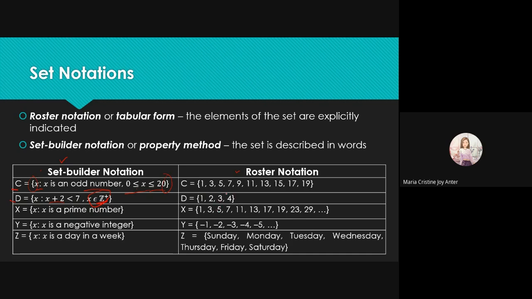Why 1, 2, 3, and 4? If we try to substitute it into our given statement here, 1 plus 2 is 3, and 3 is less than 7, that's true. 2 plus 2 is 4, which is less than 7, also true.